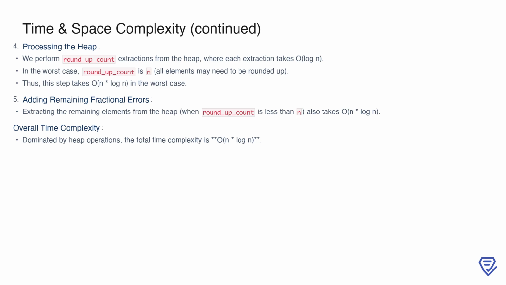Additionally, if round_up_count is less than n, we still need to handle the remaining elements in the heap. Extracting these remaining elements also takes n * log n. Combining these, the overall time complexity of the solution is dominated by the heap operations, resulting in O(n * log n). This demonstrates how the use of a greedy strategy with a heap ensures efficiency while meeting the problem's constraints.